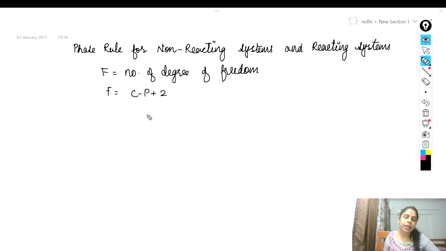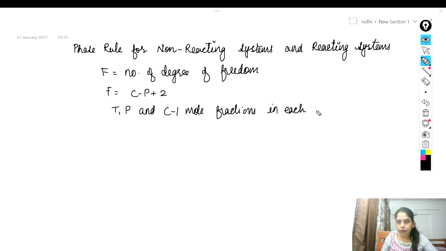So in a particular phase, the independent variables that can be specified are temperature, pressure, and phase. It can be a homogeneous phase or heterogeneous phase, can be anything, and C minus 1 mole fractions in each phase. So what is the meaning of C minus 1 here?